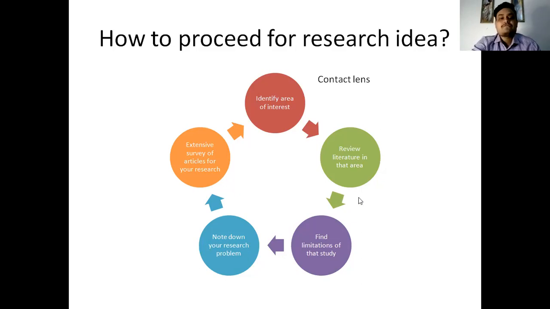If you are interested in contact lenses, choose any topic from contact lenses. If you are in orthoptics, take any topic from orthoptics. If you are interested in dispensing, take any topic from dispensing, and proceed.